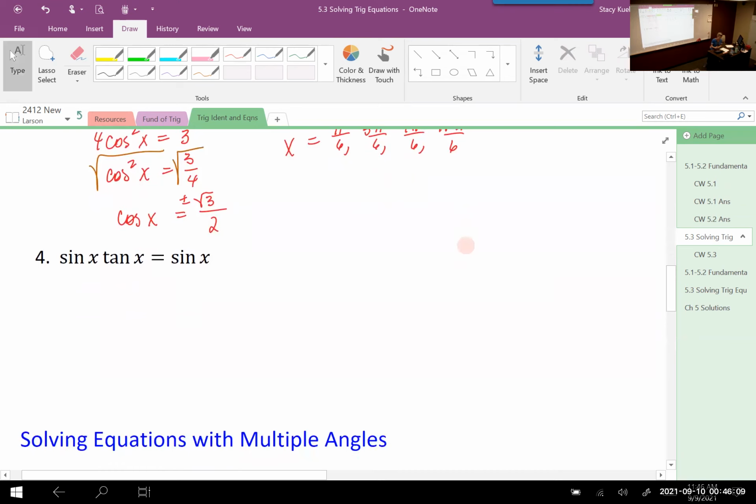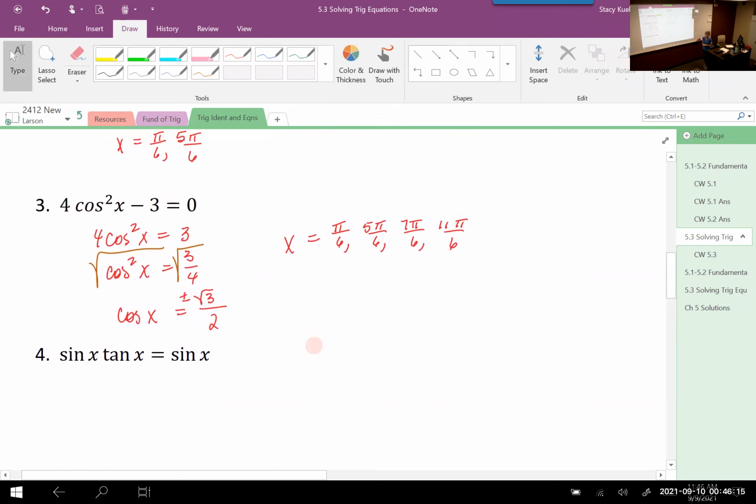This one's a little bit different. And I will point out as you write that down, the previous problems that we've done have all had, if you look at their equations, the same trig function. There's only been one function in them, right? So this is the first one where we're introducing an equation where I have two functions in there. I've got a sine and a tangent in there.